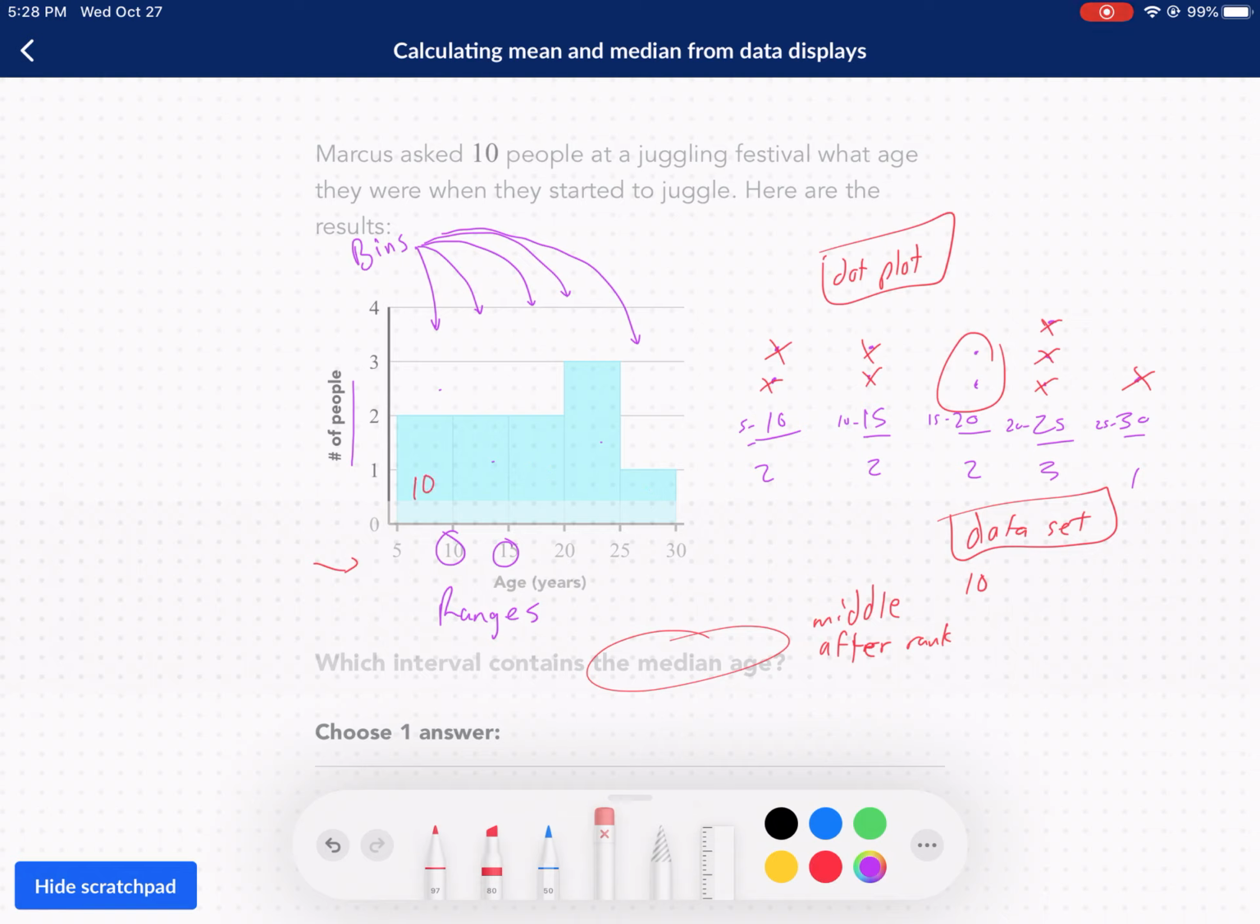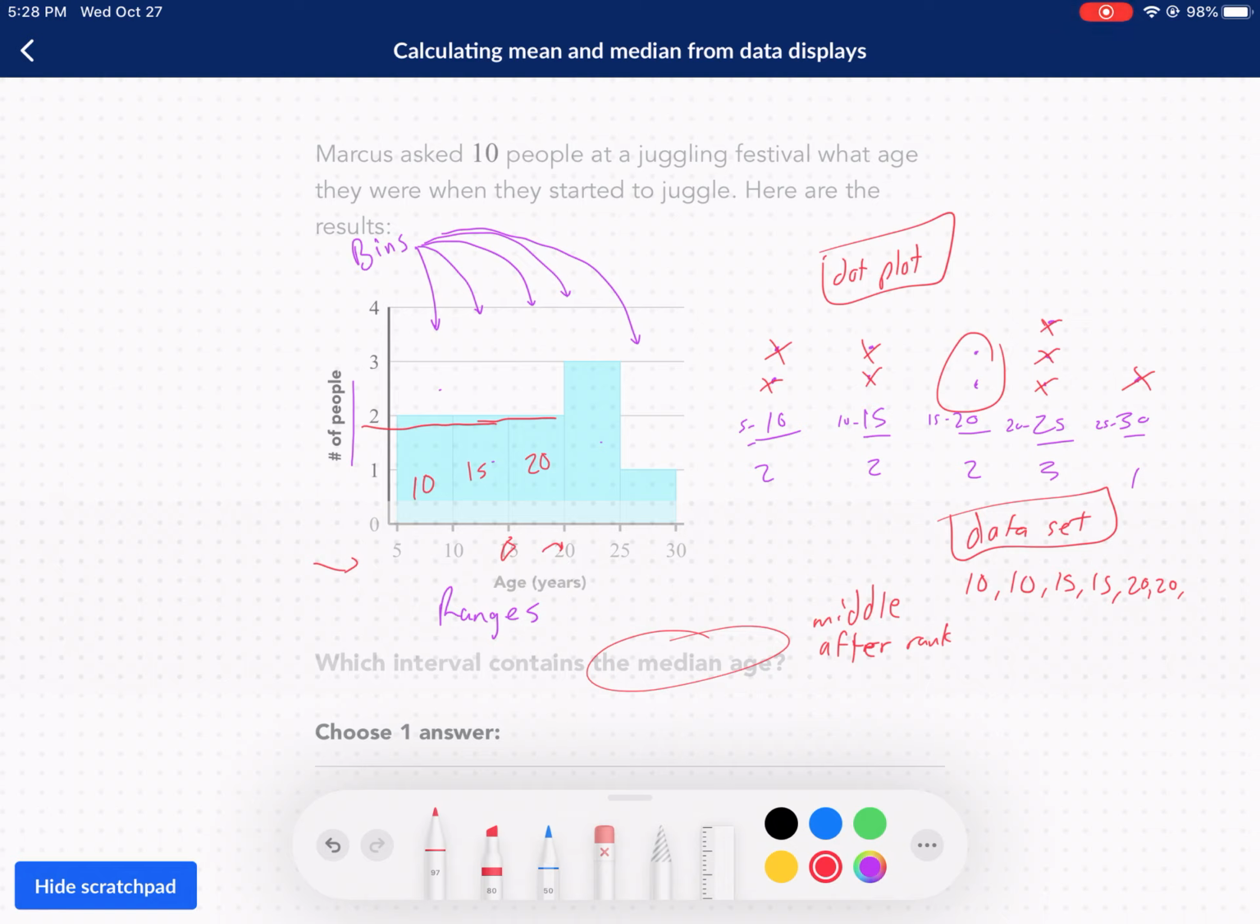So I need 2 of those 10s to represent that 2 people belong to that data set, that group. Okay, the next group over is the 15. That's the 15 bin, and there were 2 people also for that. So I'm going to write down 15 twice. For the 20 bin, that's the next one over, there was also 2 people. That's the 20 bin, and this still is 2 people. So I'm going to go 20, 20.